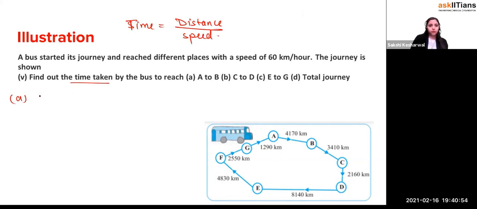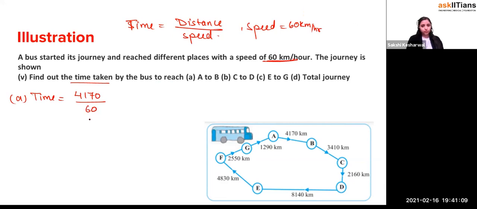So from A to B, time will be equals to how much? It will be 4,170, and your speed was already given to you. So speed is what beta? 60 kilometer per hour, right or not? This is 60 kilometer per hour, right? So divided by 60. So you just do it and just calculate, right? Okay, so you just do this from A to B, right? So this is the time.